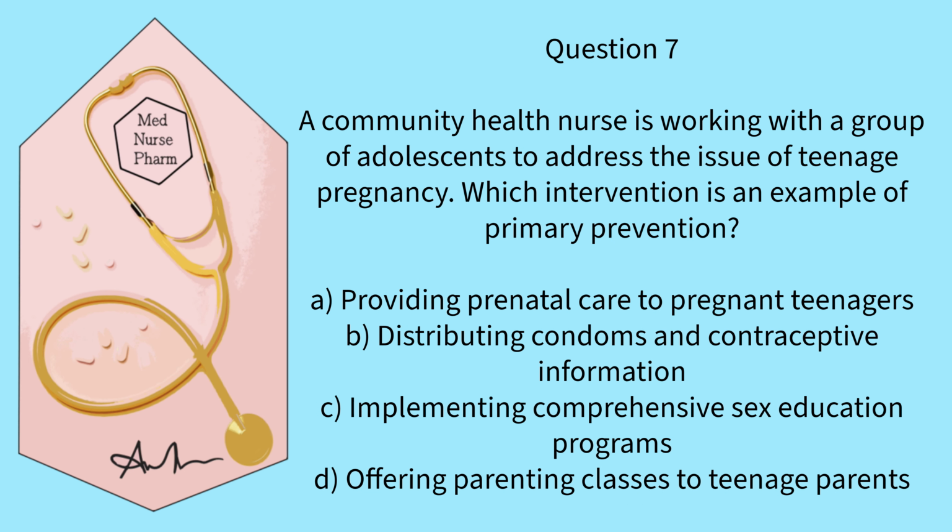Question 7. A community health nurse is working with a group of adolescents to address the issue of teenage pregnancy. Which intervention is an example of primary prevention? Providing prenatal care to pregnant teenagers, distributing condoms and contraceptive information, implementing comprehensive sex education programs, offering parenting classes to teenage parents. Pause the video and select your answer.